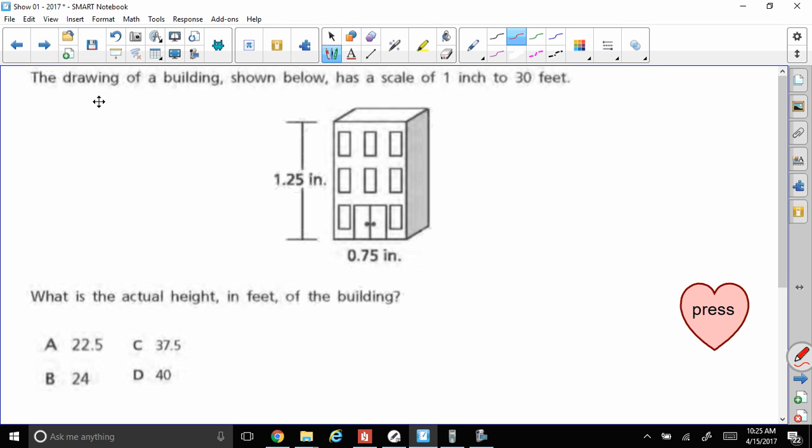Here's our first question. The drawing of a building, shown below, has a scale of 1 inch to 30 feet. What is the actual height in feet of the building?